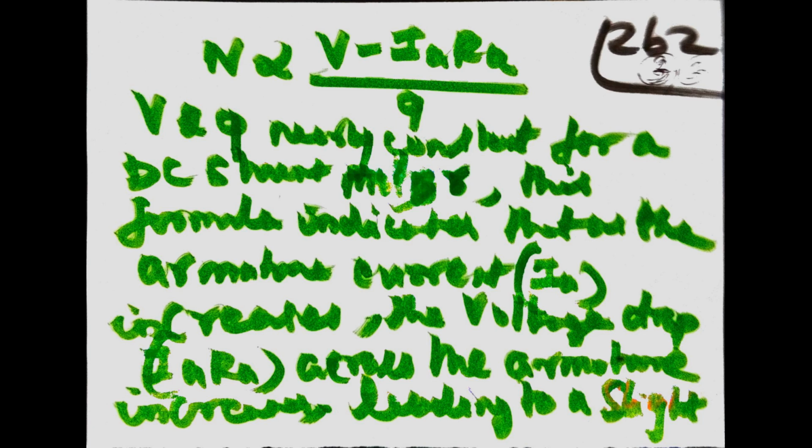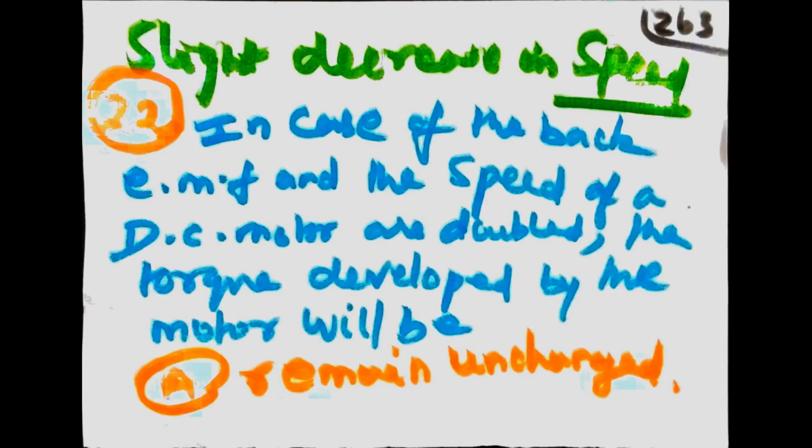22nd question. In case the back EMF and the speed of a DC motor are doubled, the torque developed by the motor will be: answer B, reduced to 1/4 value. That is, reduced to 1/4 of its original value. Four choices are given. Reason we will be seeing on the next page.